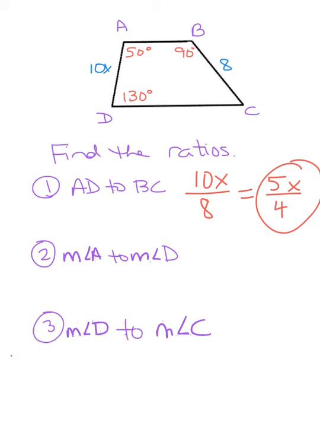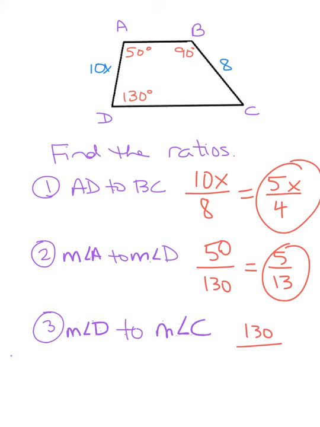And number 2, when we're looking at our measure of angle A is to measure of angle D. So A is 50 degrees, and D is 130 degrees, and when we simplify that, we'll get 5 over 13. In our last example, we have measure of angle D to the measure of angle C. Now, I know the measure of angle D is 130, and I'm not sure about the measure of angle C. I have to figure out, it's a four-sided figure, it's a quadrilateral, so I know that the interior angles are going to add up to 360. So when I figure out my angle measurements, I know that C is going to be 90. So my denominator will be 90, so when I simplify this, I get 13 over 9 as my final ratio.